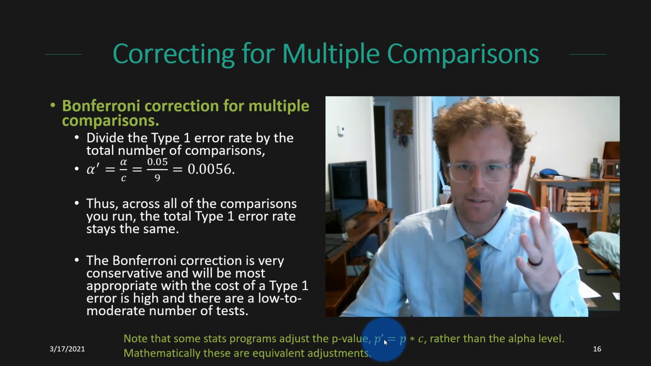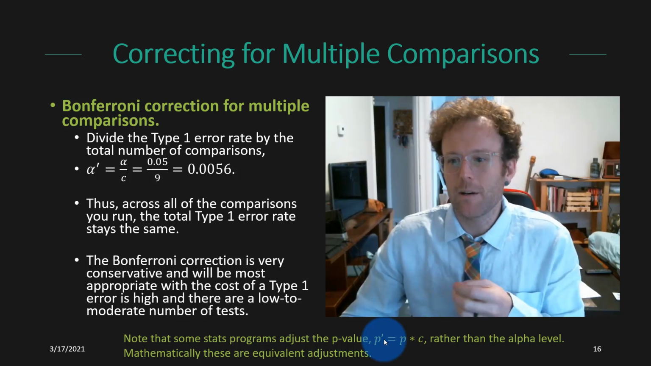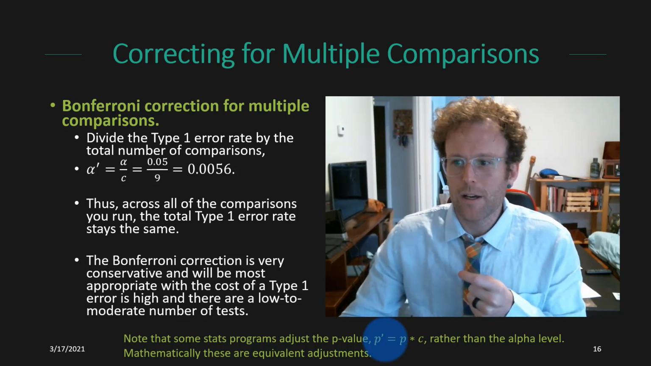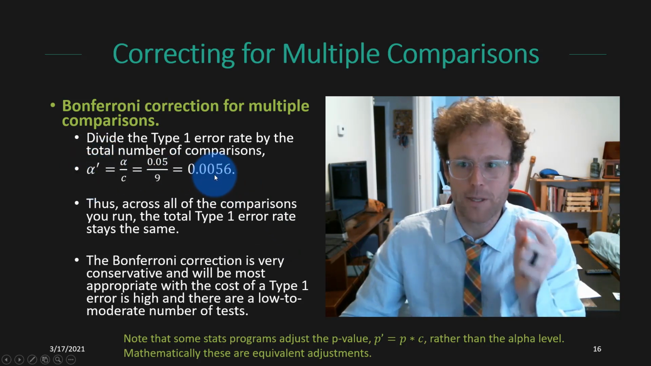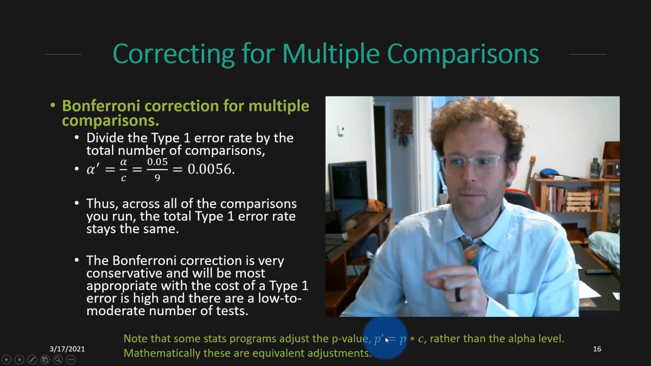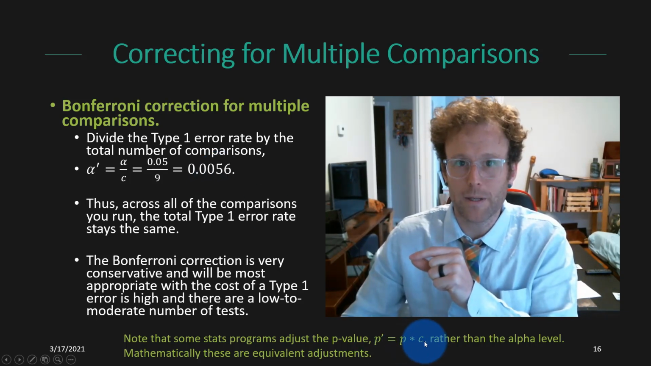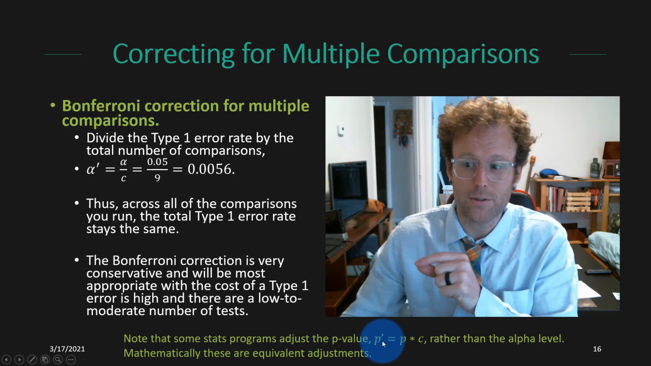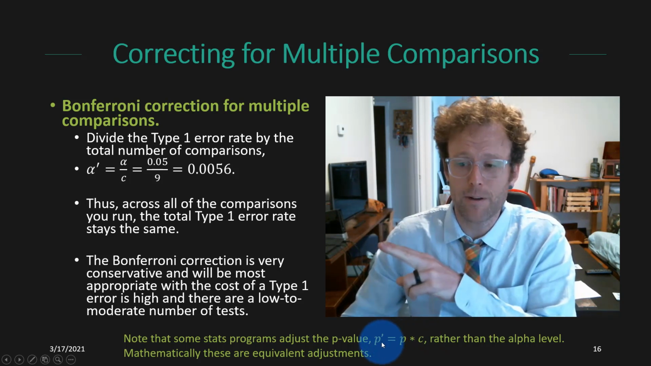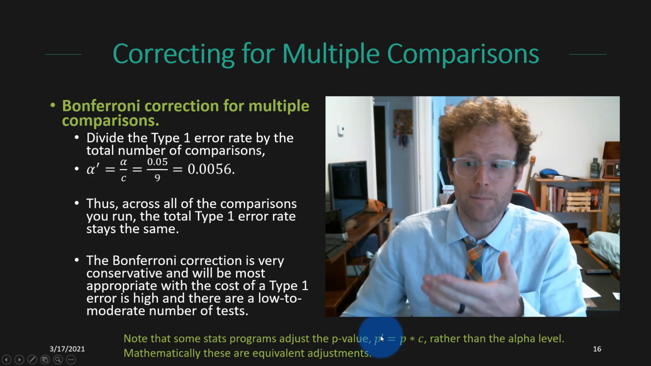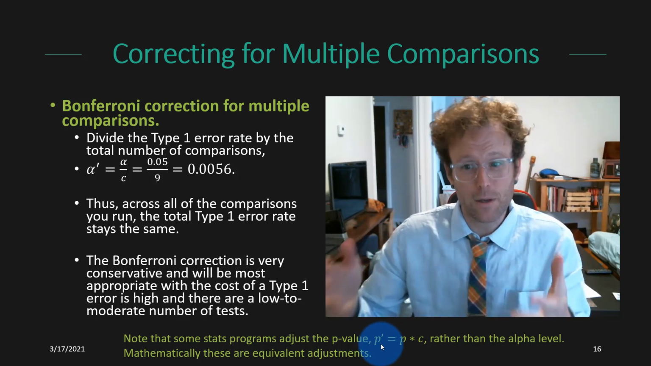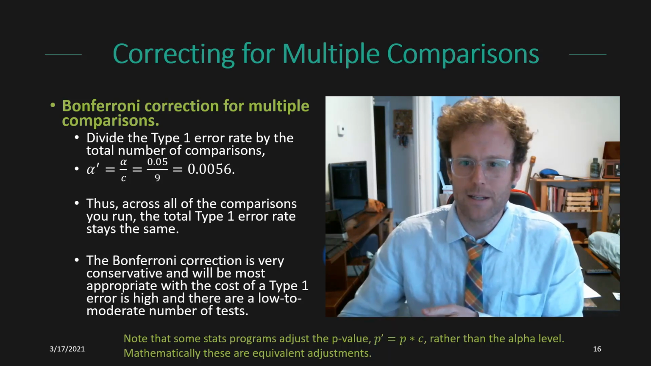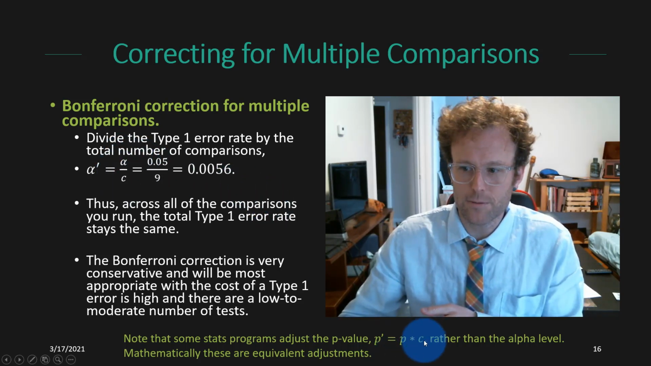Now, mathematically, these are equivalent adjustments, but it's just something to look out for because some stats programs, rather than giving you an adjusted alpha level and then saying, okay, now look for p's that are less than that alpha, will just adjust your p-value by multiplying it by the number of comparisons. So you're still looking for a p less than 0.05, but now you'd be looking for a p prime of less than 0.05. And again, mathematically, those things are equivalent, and I hope that's kind of clear in the presentation of the 2 formulas here.